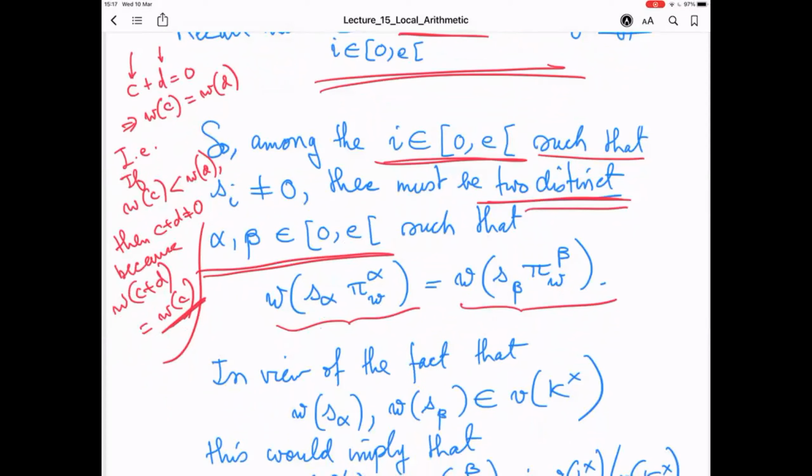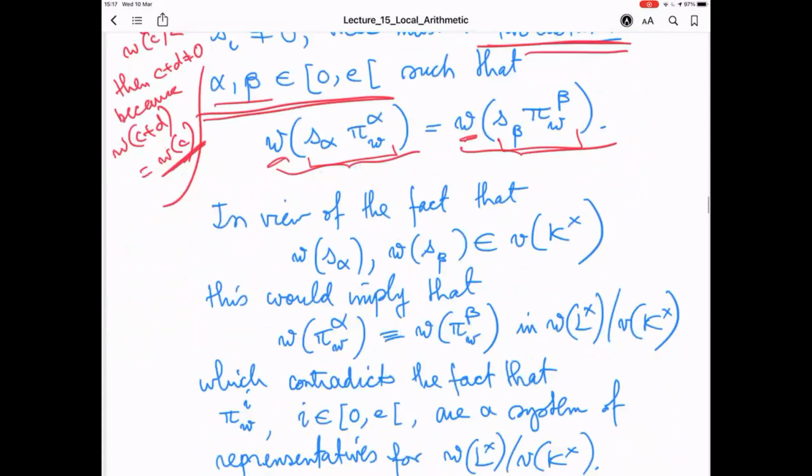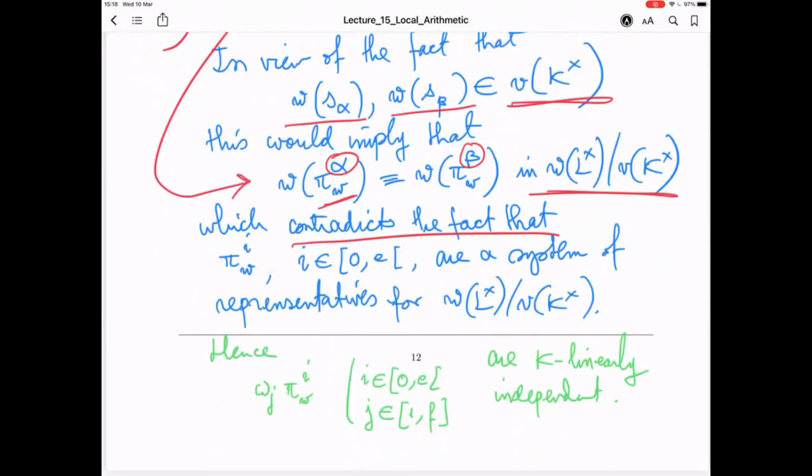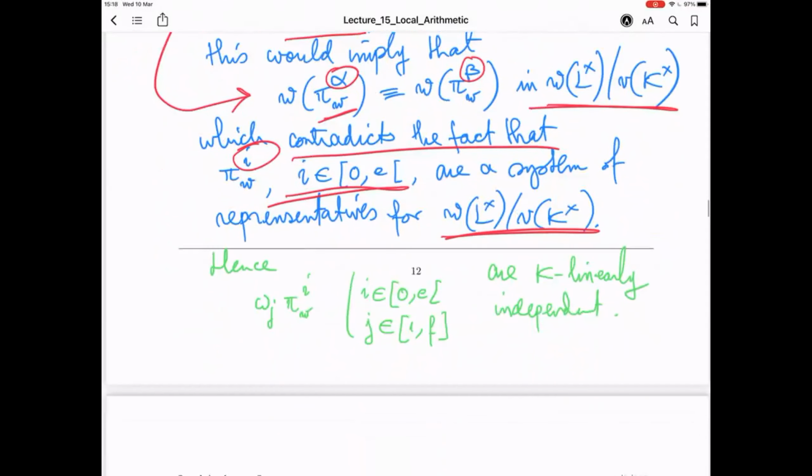So there have to be two distinct indices, alpha and beta, such that the corresponding terms have the same valuation in W. Now, in view of the fact that W of S alpha and W of S beta are in VK star, this would imply that the exponents alpha and beta are congruent to each other in this quotient group. But that contradicts the hypothesis that these I's are all distinct. They are a system of representatives of this. So these elements are K linearly independent.